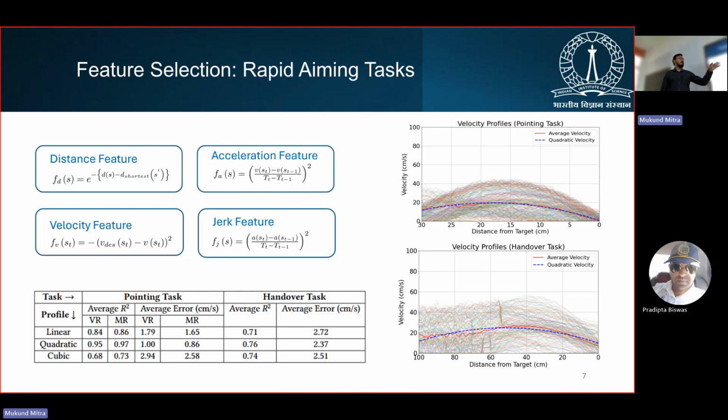We plotted the velocity profiles of the users with respect to the distance from the target, and we fit various polynomials, and we see that a quadratic polynomial approximates the average velocity profile. So this velocity feature captures any deviation from the desired velocity profile. Similarly, we have acceleration and jerk features.